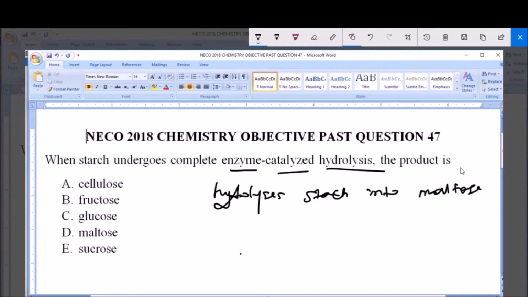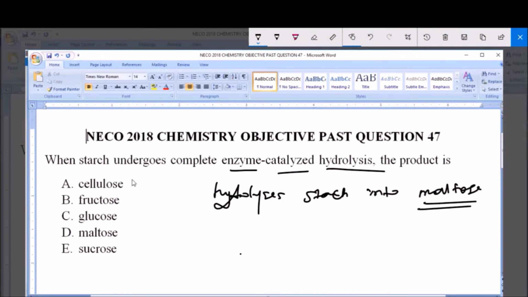Now normally hydrolysis of starch will give you maltose and dextrine, but a complete enzyme catalyzed hydrolysis, like the type that occurs in the mouth due to the enzyme present in the saliva, would hydrolyze starch into maltose. So therefore maltose is the correct answer.